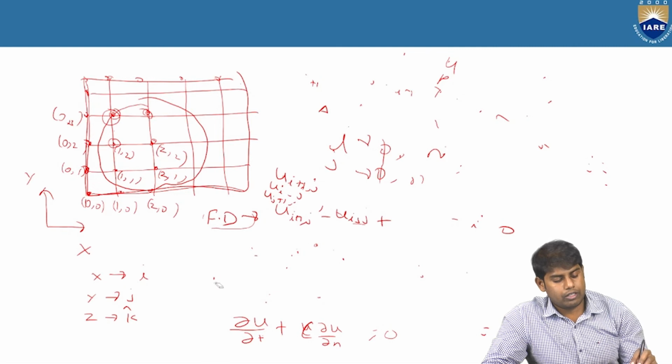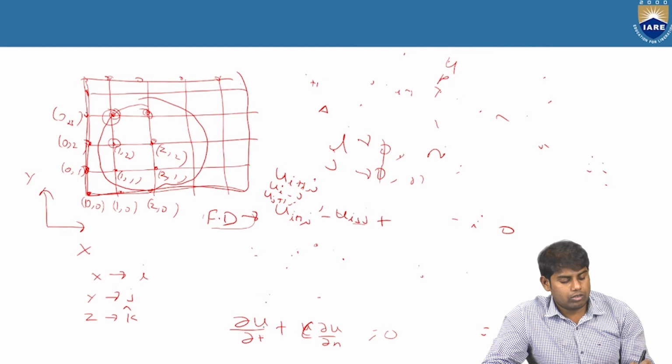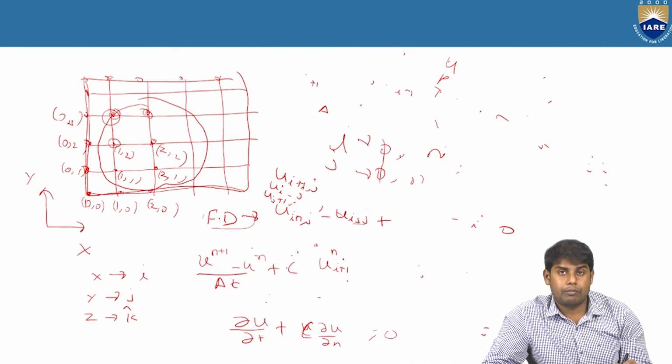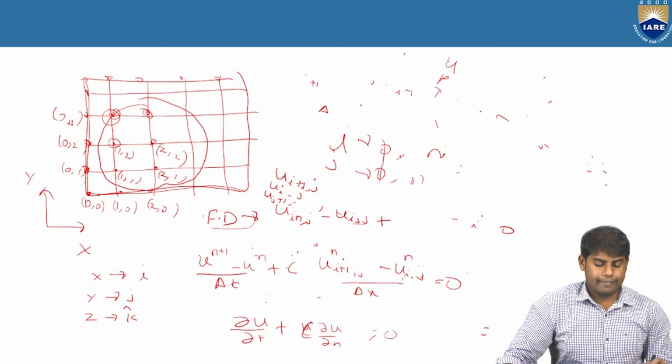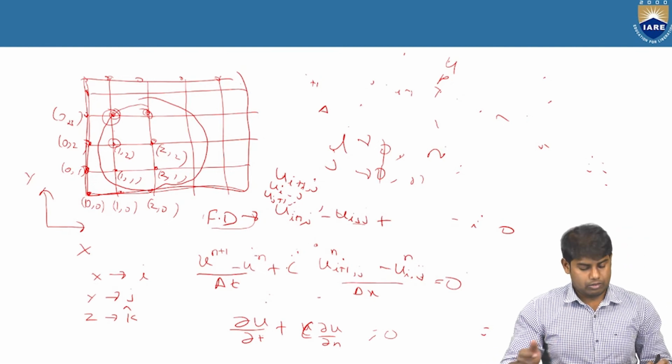So for the time derivative terms, the index would go for n actually. So how would we do it? u of n plus 1 minus u of n divided by delta t, plus c into, for the forward difference method, u of i plus 1, comma j, at particular time step n, minus u of i comma j of n, divided by delta x is equal to 0.